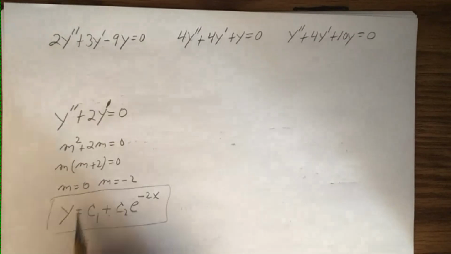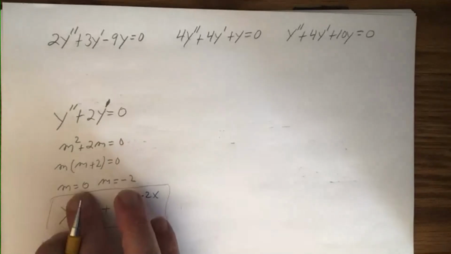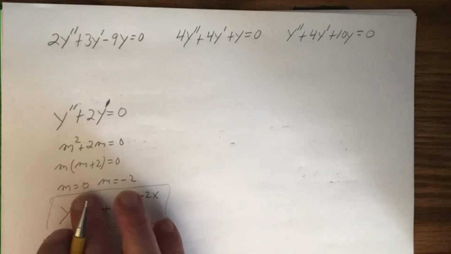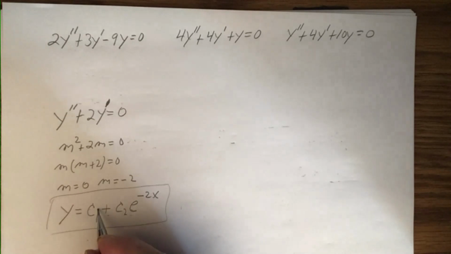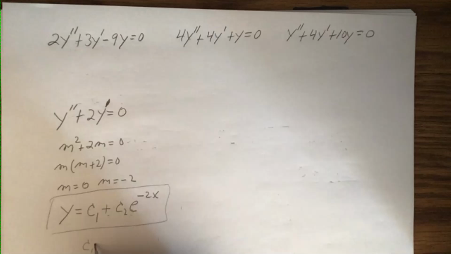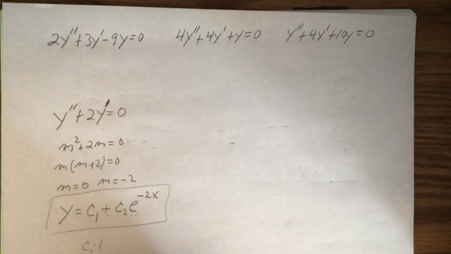Sometimes this tricks students up: okay, I got a 0 here, but this is e to the 0. You just follow the rules that you learned in algebra. E to the 0 is just 1. So one of my solutions is just C1 times 1. All right. Any questions on this? I found that students get screwed up with that.